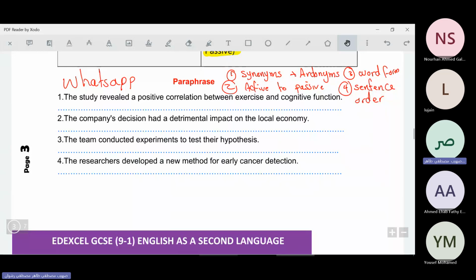Yalla, Nurhan. Sir, I edited the first one. Where did you send it, Nurhan? Here on WhatsApp. No, here on Teams. Oh, I will resend it. Okay.